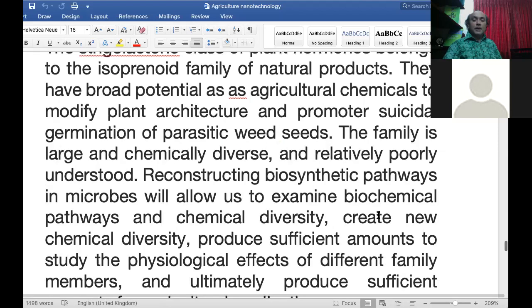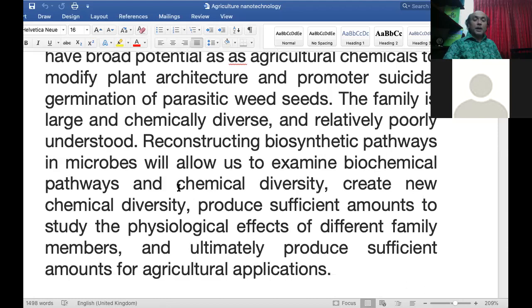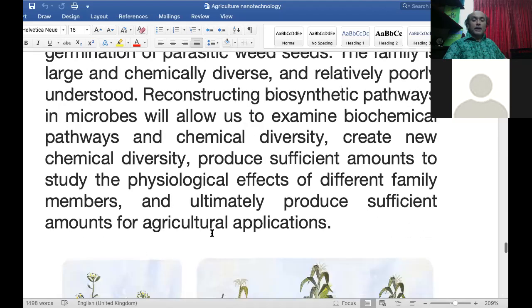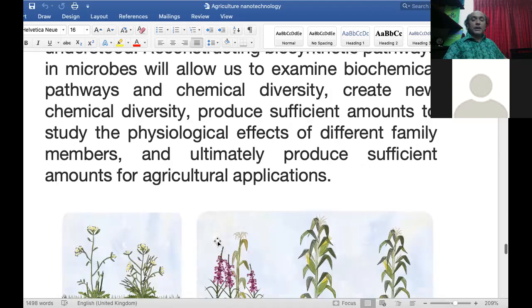Reconstructing biosynthetic pathway in microbes from the plant to microbes will allow us to examine biochemical pathways and chemical diversity. How many kinds of strigalactones can be produced by changing a little bit of the biosynthetic pathway, then we can get lots of diverse strigalactones and can study the activity of them. So create a new chemical diversity, produce sufficient amounts to study the physiological effects of different family members of the strigalactone, and ultimately produce sufficient amount for agricultural application.